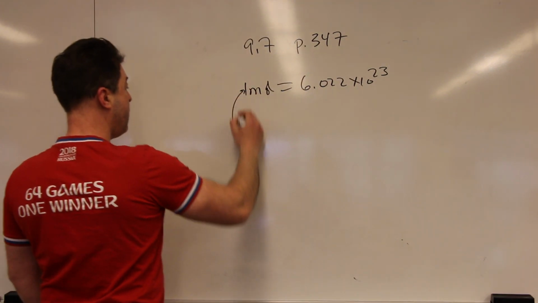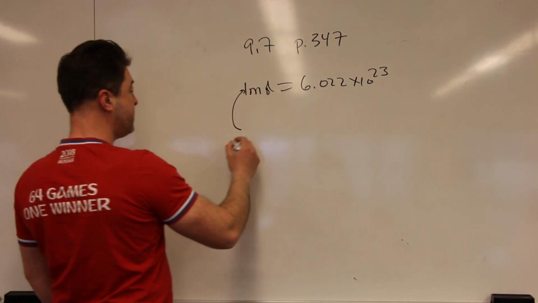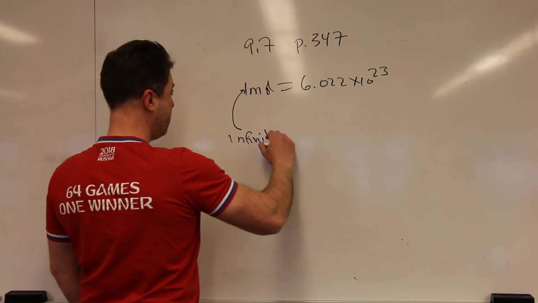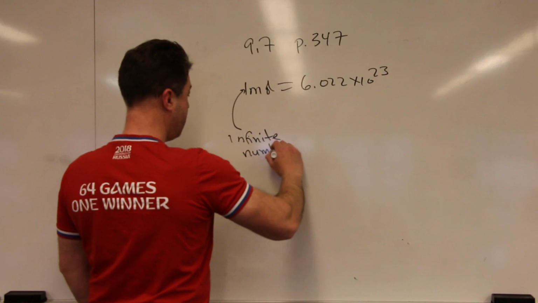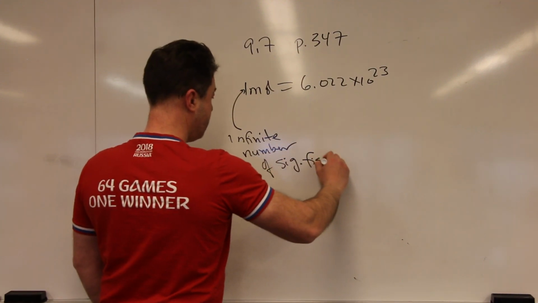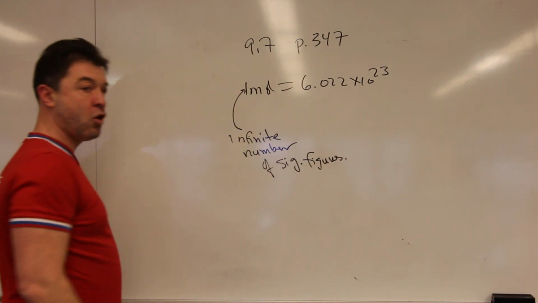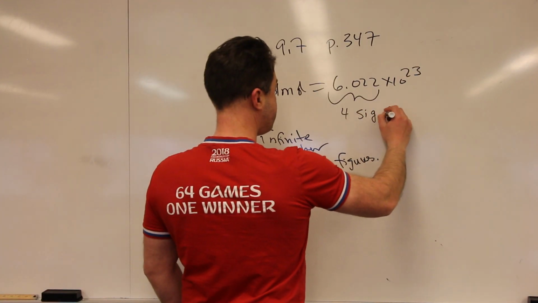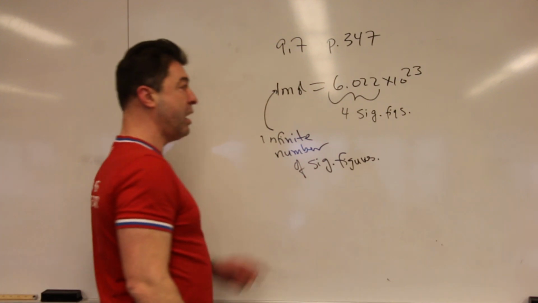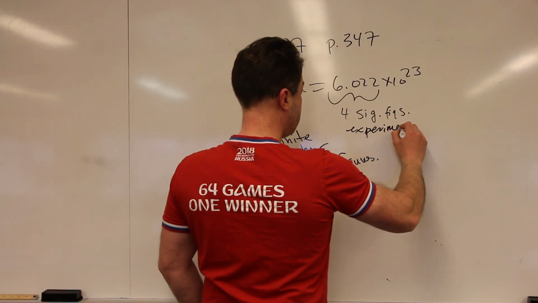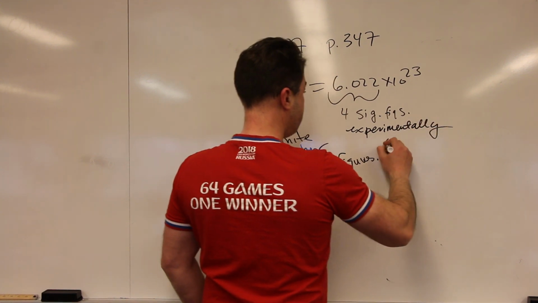Now, this 1 is an exact number, and that means that it has an infinite number of significant figures. So we're not concerned with 1 here. What we're concerned with, guys, is this number, and this number, of course, has 4 significant figures. And this number came from the experiment. It is experimentally determined.